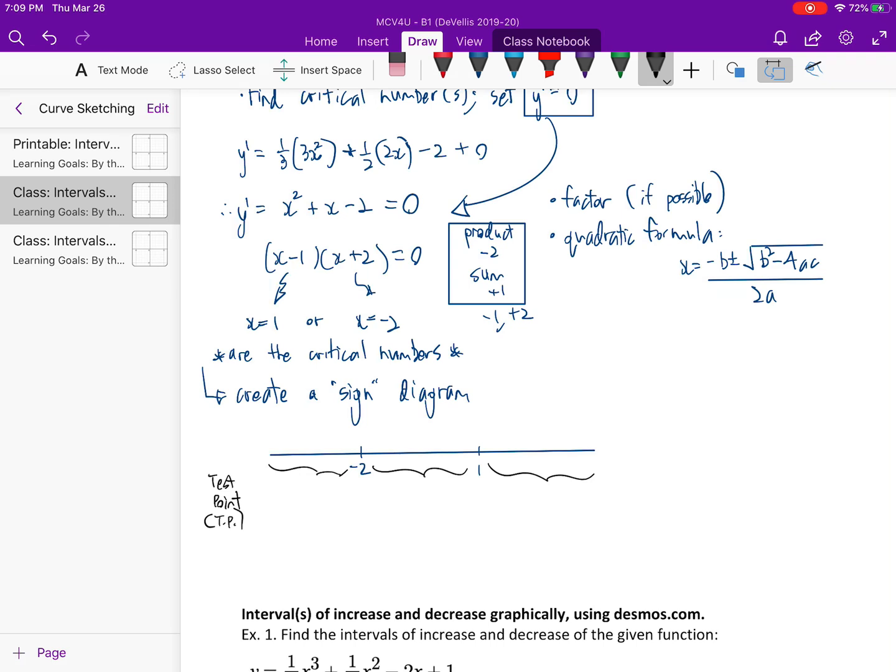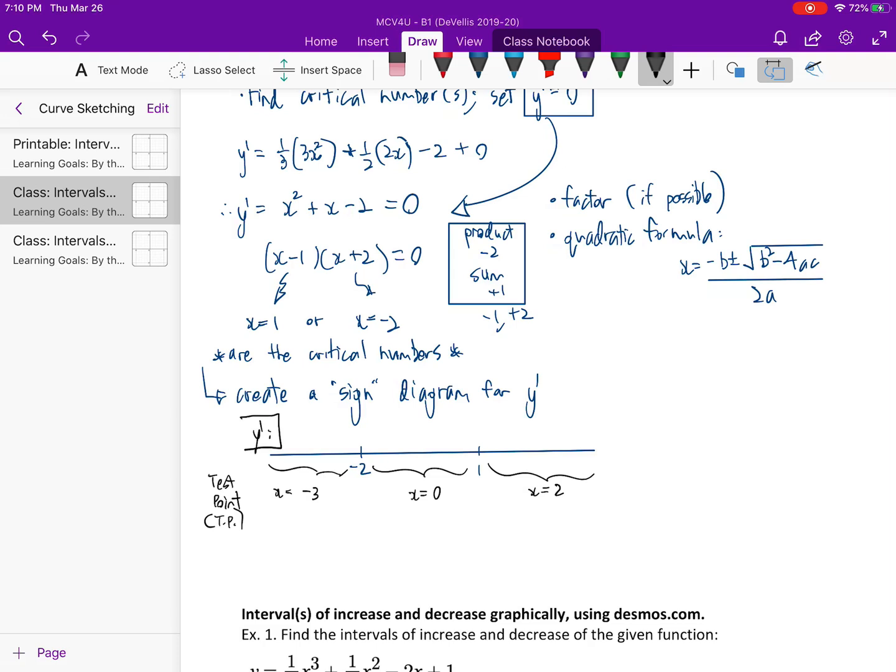So let's pick a test point of, say, x equals -3. The easier one in between -2 and 1, as you've imagined, is probably x equals 0. And let's pick a test point greater than 1. So we're trying to determine the behavior of y prime. So this is a sign diagram for y prime.